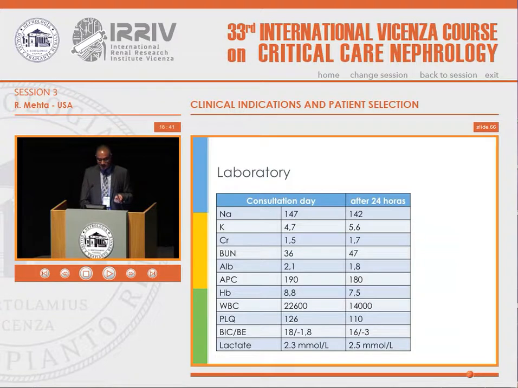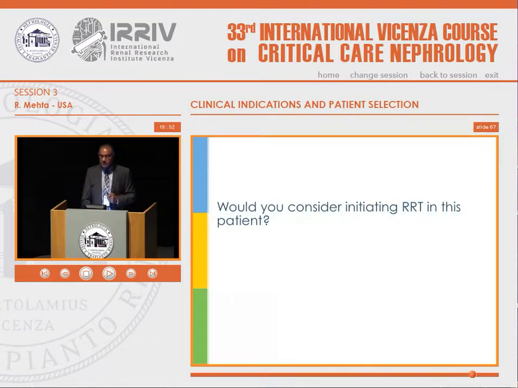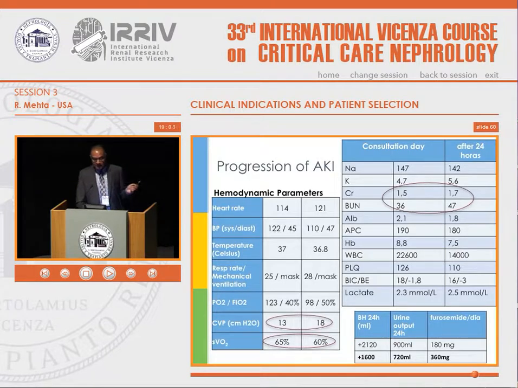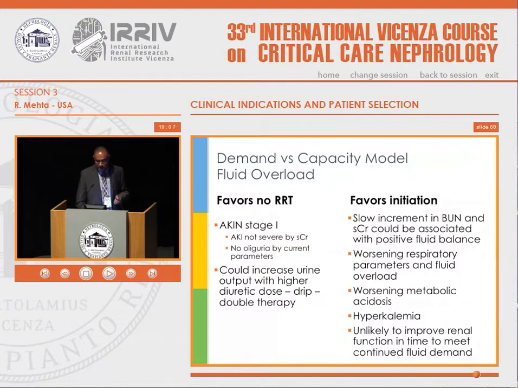And his lab studies here after 24 hours now show a potassium which is elevated. His creatinine is going up. His white count has come down. His lactate is also about the same as before. So at this stage, would you consider? We have a few hands which have shown up which say that they would consider, okay? If you look at this, here's the consultation, the changes which have occurred overall, his BUN and creatinine, as I've just pointed out to you.